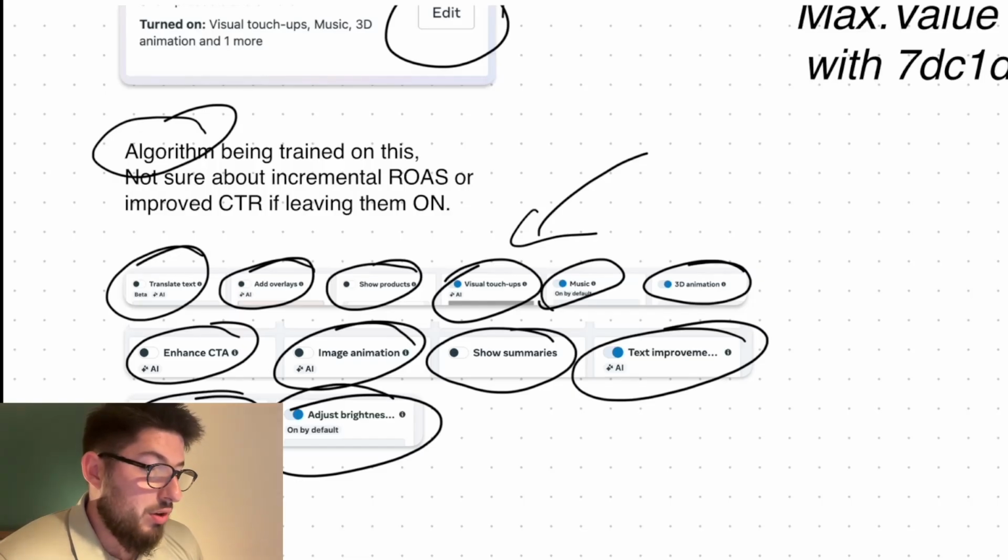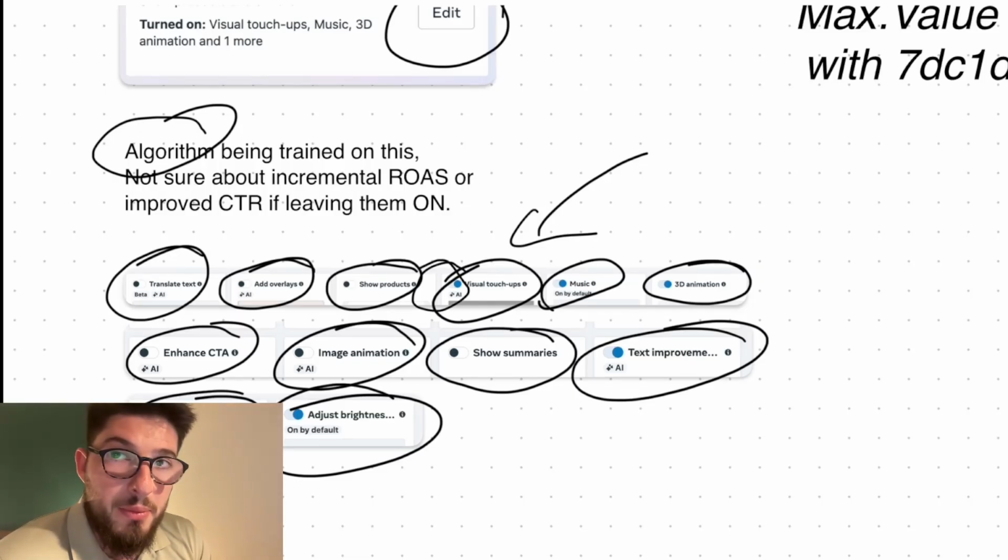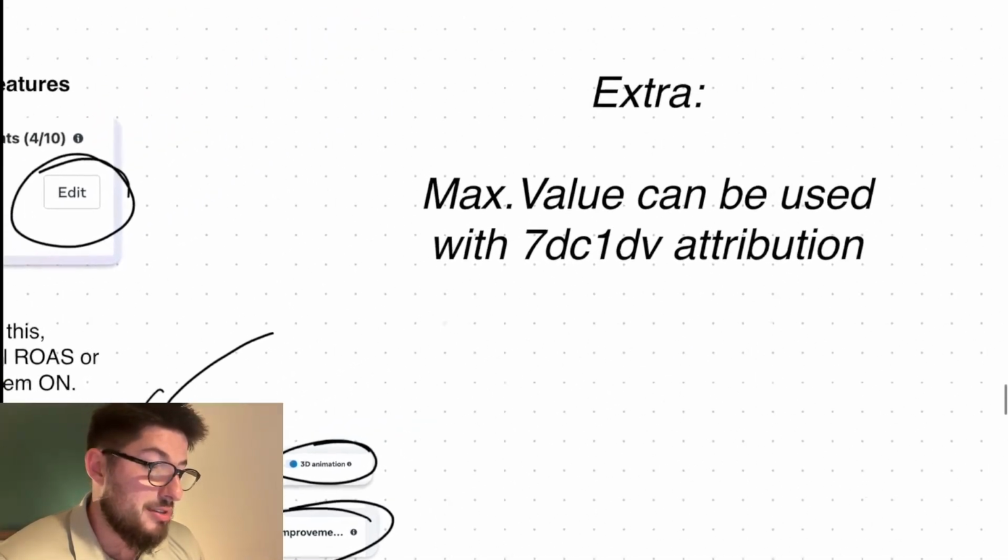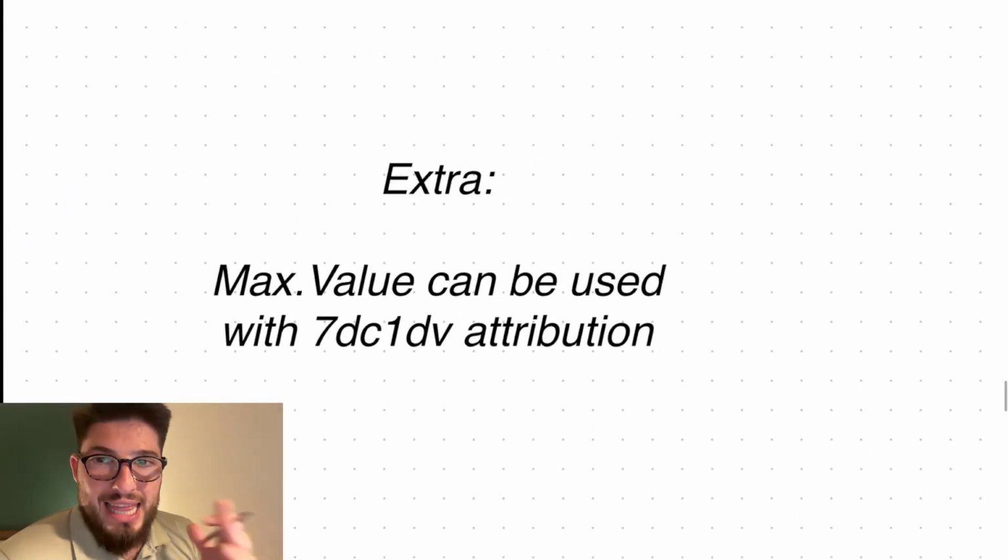What do I do? I leave on only one of them. And how much ad spend did it get? Or how much ad spend was deployed into something that had no music? I don't know. So it's super difficult to test. Whatever. And last one here that I just discovered, and it's quite cool.